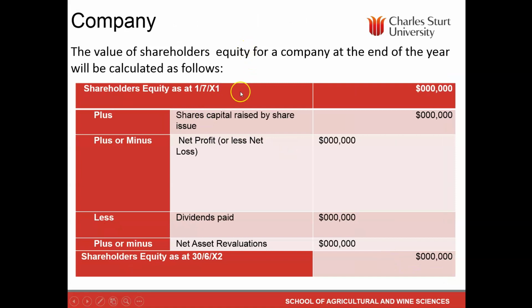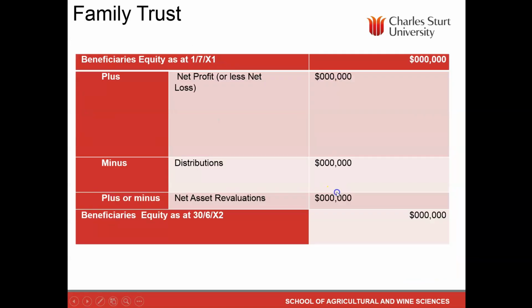Company, much the same, just a little bit of a difference in terms of terminology. We talk about shareholders' equity. The increase in shareholders' equity if capital is introduced is called the share capital raised by share issue. You're unlikely to have that in the businesses that you're dealing with. Net profit, dividends paid, so that's the equivalent of drawings for a company structure. Any asset revaluations, and then the shareholders' equity at the end of the year.